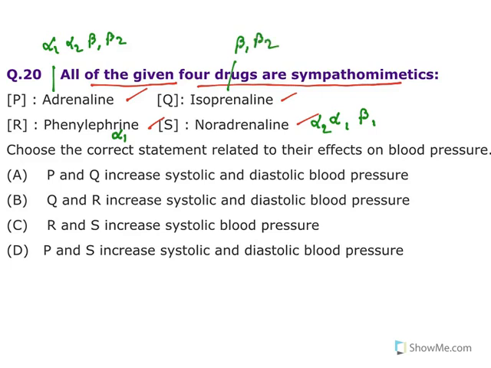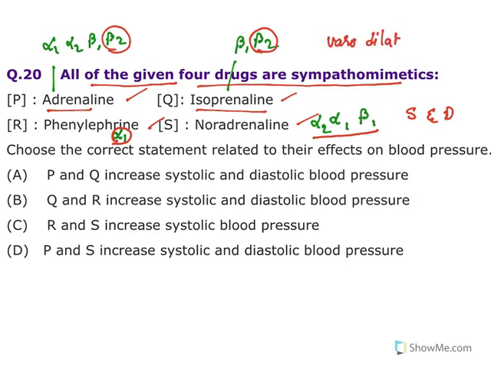Now this differentiation is required. The reason is phenylephrine, which is acting only on alpha-1, increases systolic and diastolic blood pressure. Noradrenaline, which is acting on alpha-1, alpha-2, also increases systolic and diastolic blood pressure. Whereas adrenaline and isoprenaline are acting on beta-2 also. Beta-2 agonism causes vasodilation. Because of this vasodilation, diastolic blood pressure is decreased. This is the difference. So agents like phenylephrine and noradrenaline increase both systolic and diastolic, whereas adrenaline and isoprenaline increase systolic but decrease diastolic blood pressure. Now let us explore the options.